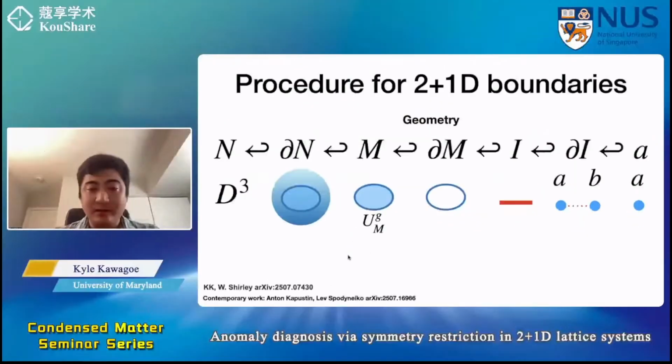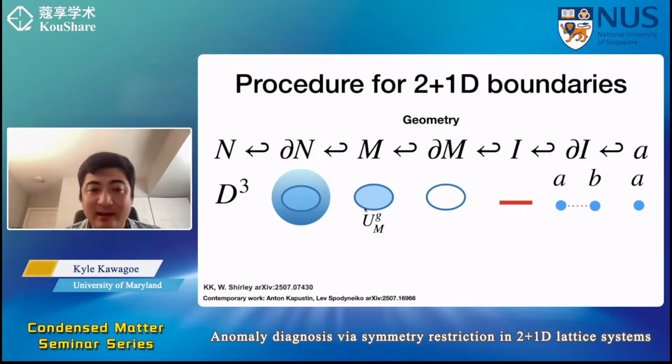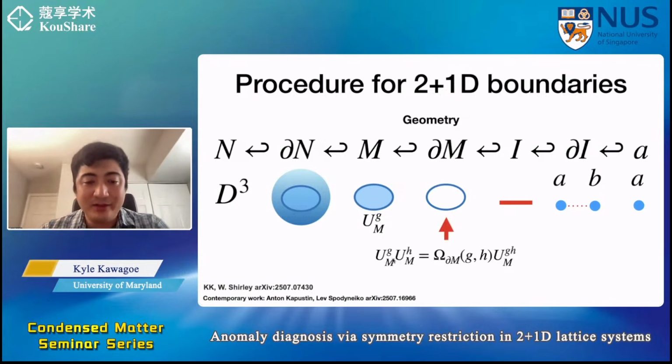Okay, so let's start from here. So we have some restricted symmetry operator living on this disk. And then because we started with a representation, U_G restricted to the disk times U_H restricted to the disk is the same as U_GH restricted to the disk, up to this operator omega now living on the circular boundary.